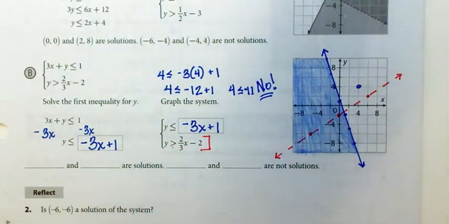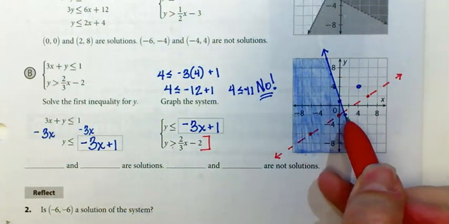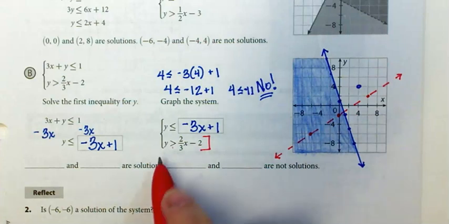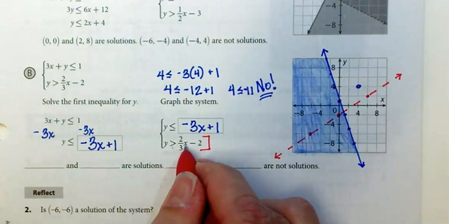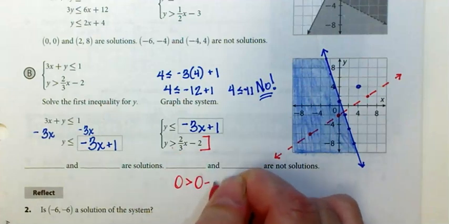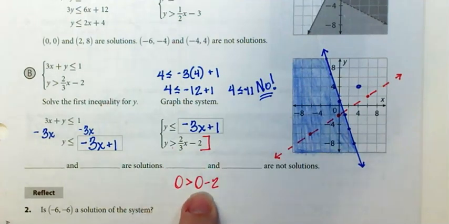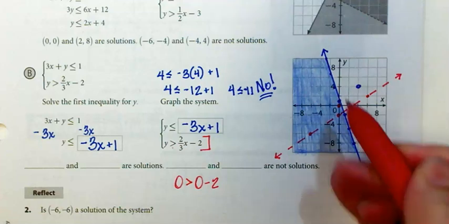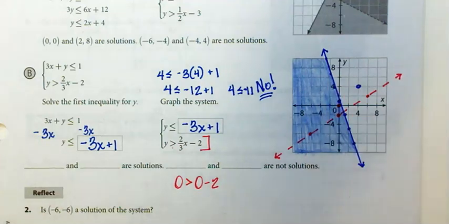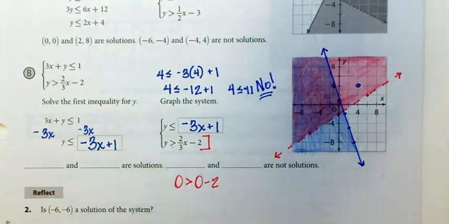And now let's test it with a point. I can pretty easily see that 0, 0 is nowhere near this line, so I'm just going to use that. So 0 greater than, basically 2/3 times 0 is 0. Is 0 greater than negative 2? Yes. So that test point makes it true, so I need to shade on that side. All right, so I've got my system of linear inequalities graphed.